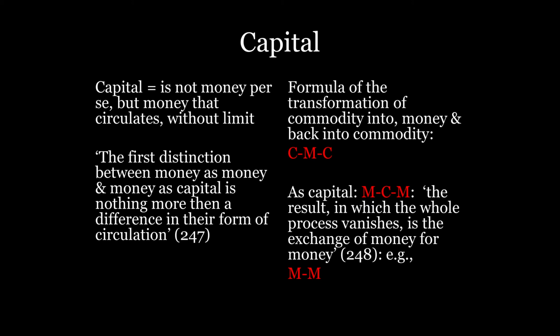The other formula that Marx gives us is M-C-M, money, commodity, money, and that is the money as capital formula. The result in which the whole process vanishes is the exchange of money for money. So in that formulation, you're interested only in making more money, and you cut out the commodity, because you're not interested in the commodity as use value. You're only interested in exchange value. So you're only interested in accumulating money. You cut out the commodity because you're not interested in its use value.